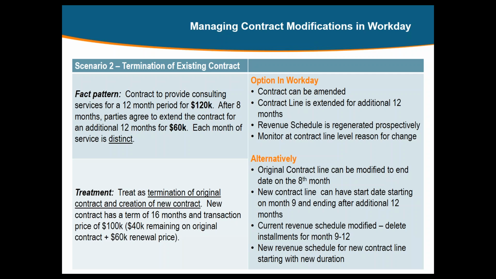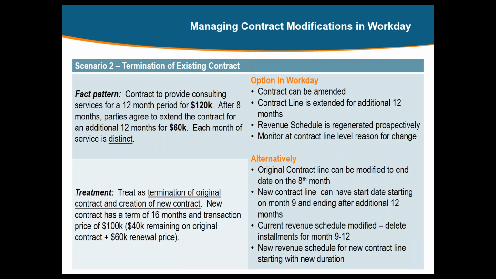And then the reason for changing the contract can be monitored at the line level. Why did you make that change? You can track that at the line level. And then, for the generation of the new installment amounts, the revenue schedule functionality provides that to easily generate those new installment amounts. Alternatively, you can handle it differently by end dating the current service contract line to month 8.